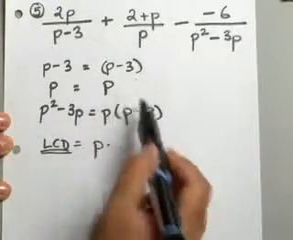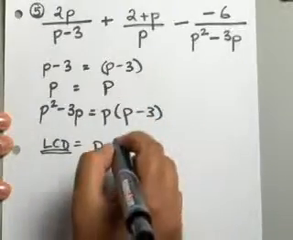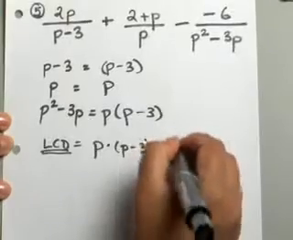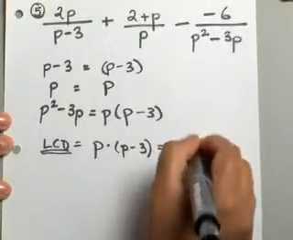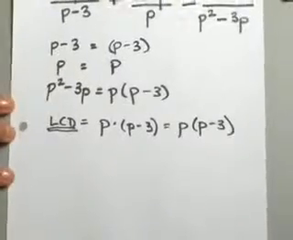Then you have p minus 3, which is common between the first and the third denominators. Again, they appear only once, so your common denominator is going to be p times p minus 3.